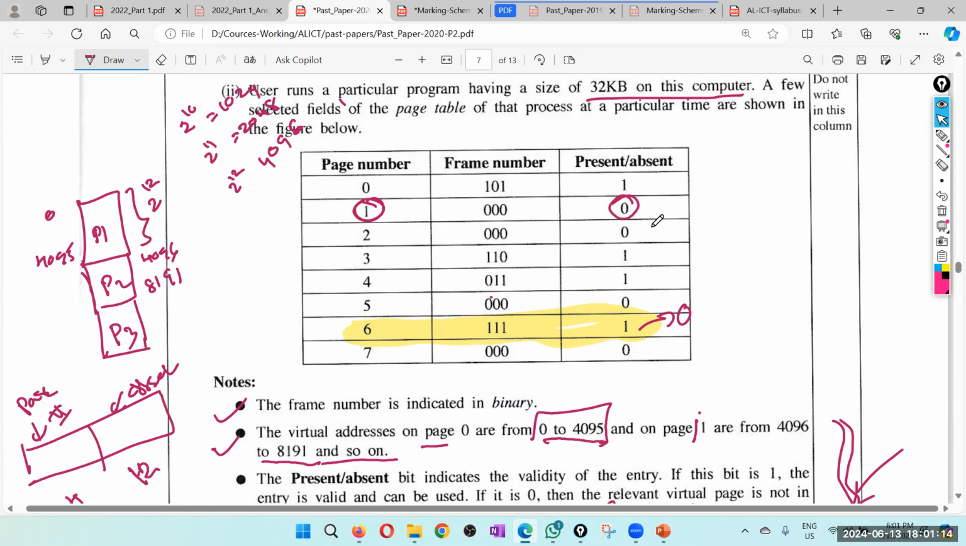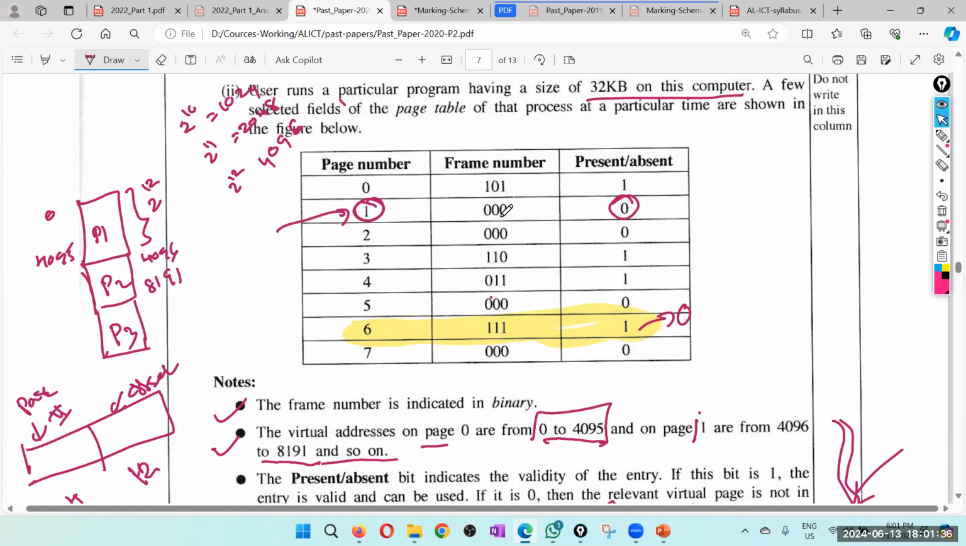So why is the present/absent bit 0? The corresponding frame for this page is not in the physical memory. It's not in the RAM. It is in your extended RAM, your secondary storage, or virtual memory. That is why the present/absent bit is 0 and the frame number says a dummy value, 000.